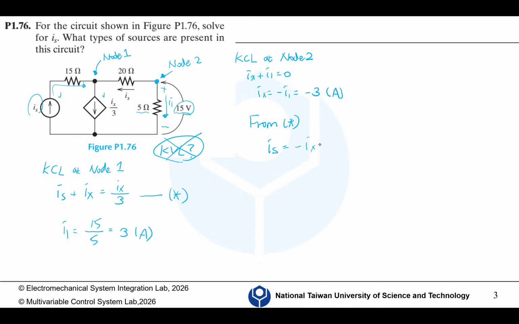So we apply KVL starting from the bottom left corner. So we have plus 14 I3, and then plus 12 (I3 minus I2), and then plus 20 (I3 minus I1) equals 0.